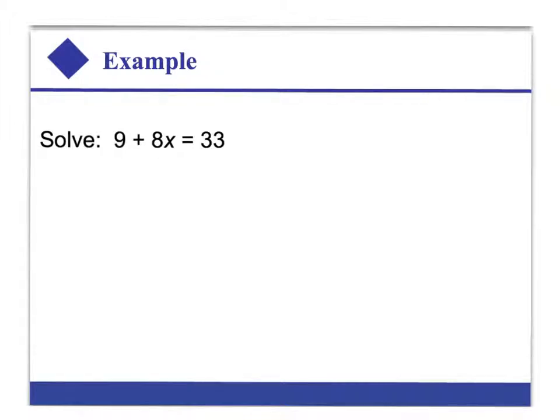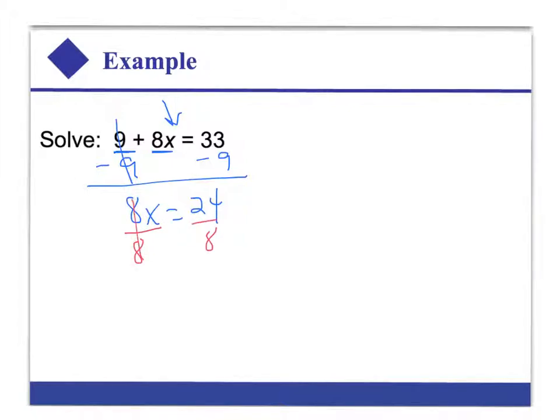So let's look at our first problem. It says to solve 9 plus 8x equals 33. Well, the first thing you want to do is you're still trying to get this variable completely alone, but it's got something being multiplied to it, and then it's got something being added to it. So the first step is to undo the addition. So I'm going to subtract 9 from both sides. That makes that 0. So now we have 8x equals 33 minus 9, which gives me 24. The next step would be to divide both sides by 8. So x equals 24 divided by 8 equals 3.